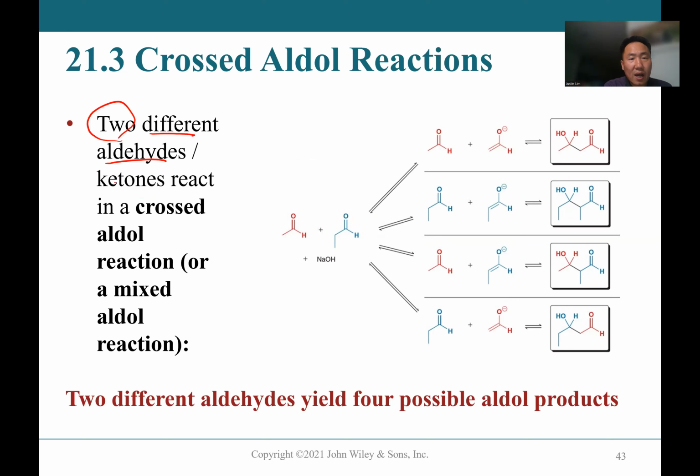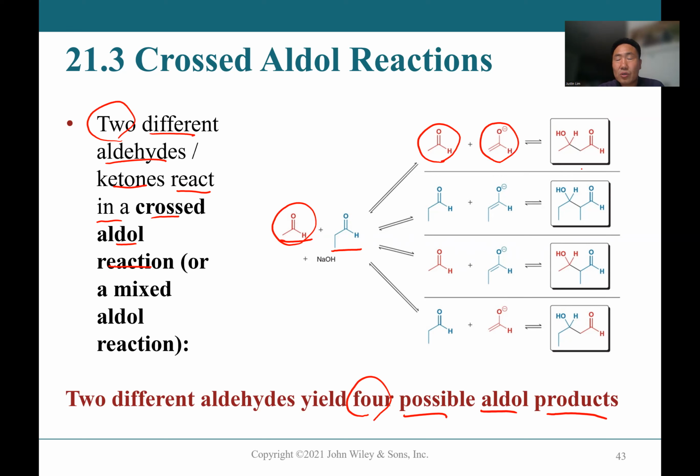Two different aldehydes or ketones can react in a cross aldol reaction. You can see two different aldehydes generate four possible aldol products. So this is the aldehyde; two moles of aldehyde give the aldol addition product. The other one, two moles of the other aldehyde, gives the second aldol addition product.